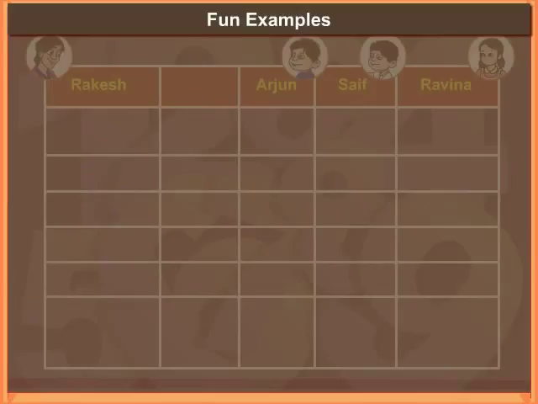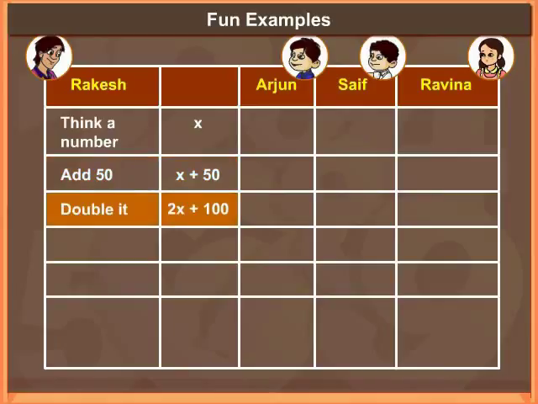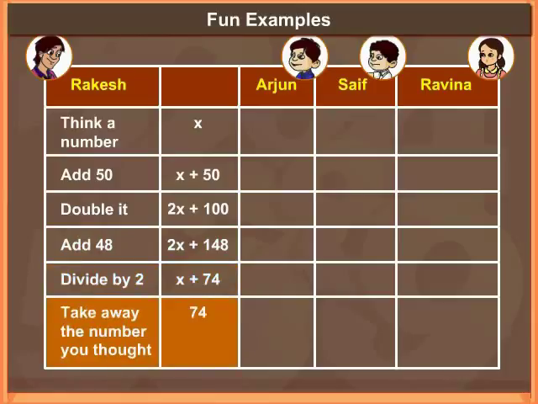Let us see one fun example on solving simple linear equations. Rakesh asked his friends Arjun, Saif and Ravina to think of a number and told them to add 50 to it. Then he asked them to double it. Next, he asked them to add 48 to the answer. Then he told them to divide it by 2 and subtract the number that they had thought of. Rakesh said that the number could now be 74 for all of them.